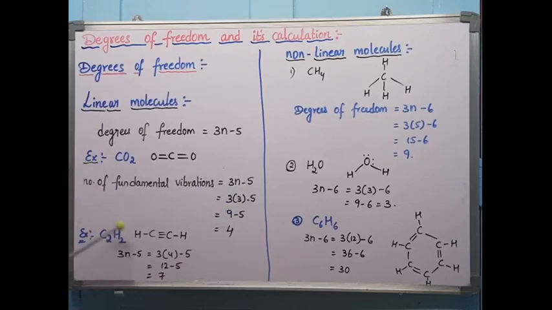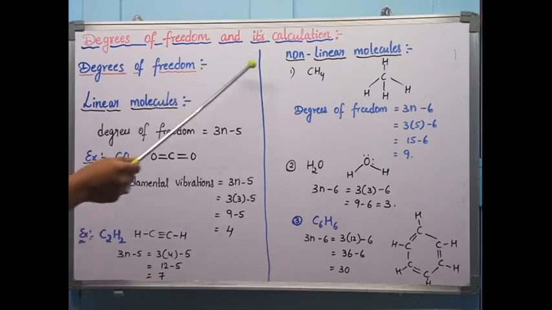Next I am taking C2H2, acetylene or ethyne, here. So you can see the formula again, 3n minus 5. There are 4 atoms in the molecule. So 3 into 4 minus 5. So we are getting 12 minus 5. Totally we are getting the total number of degrees of freedom as 7 in case of ethyne or acetylene. Okay. So let us see non-linear molecules.